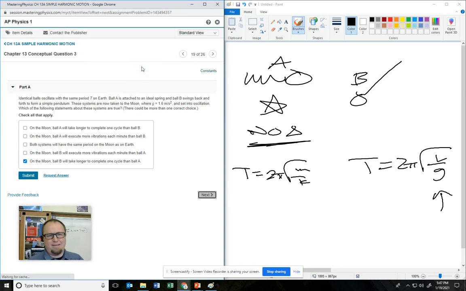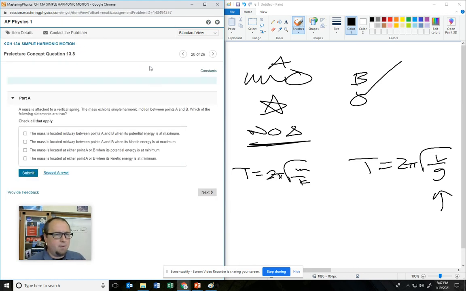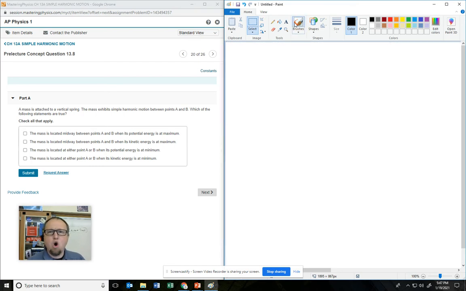I'm not plugging in my answers. Next problem. Mass attached to a vertical spring. This is number 20. Big 2-0. Okay, sorry. Just had to get a moment. The mass exhibits simple harmonic motion between points A and B. Which of the following statements are true? The mass is located midway. Wait, hold on. Mass is attached to a vertical spring. The mass exhibits simple harmonic motion between points A and B.